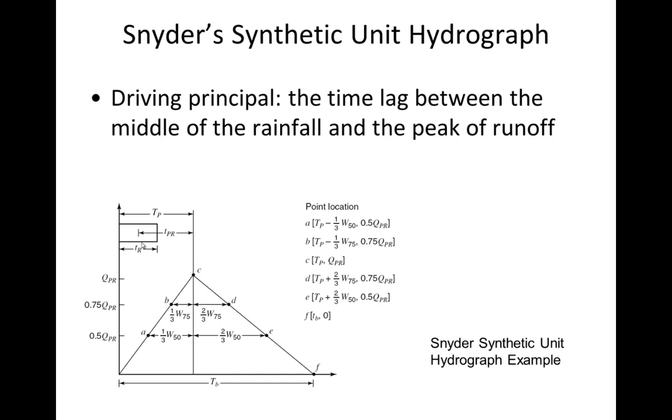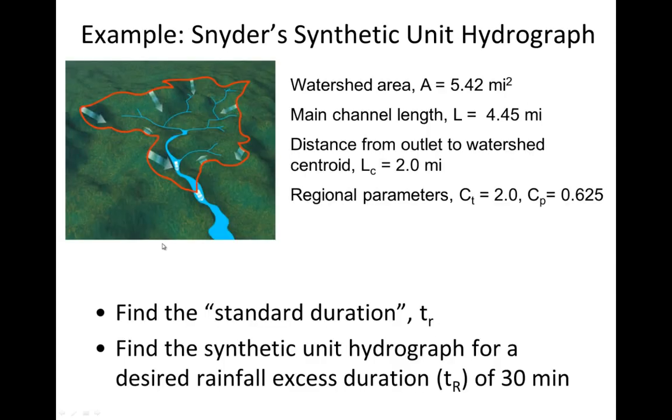The Snyder synthetic unit hydrograph process allows us to generate a unit hydrograph for any duration of rainfall excess that we happen to be curious about. So here's the example that we're going to work here in a moment, and it'll be a pencast that I'll embed into this video file, and so you can work through it independently or just watch as I do it.